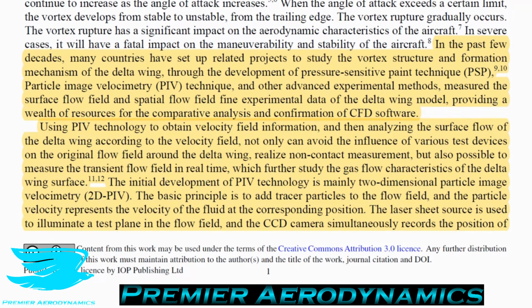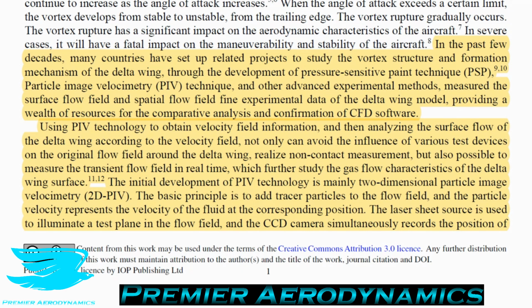They go on and say, using PIV technology to obtain velocity field information and then analyzing the surface flow field of the delta wing according to the velocity field, not only can avoid the influence of various test devices on the original flow field around the delta wing, but also it's possible to measure the transient flow field in real time, which further gives you even more information to validate your CFD.